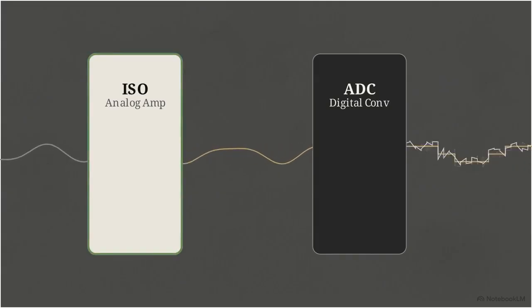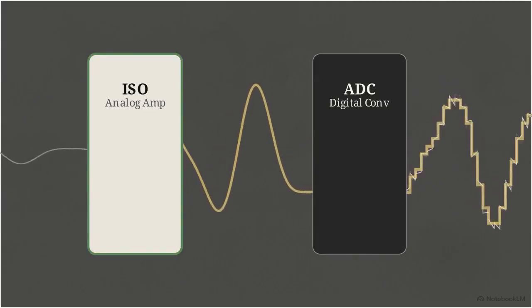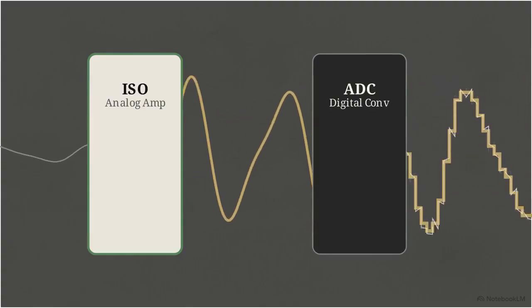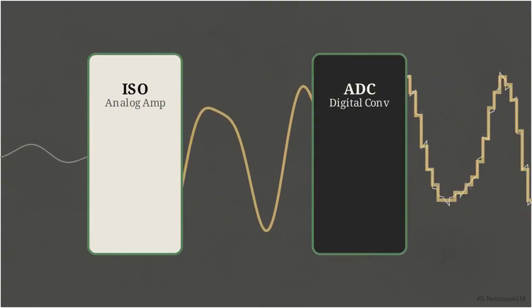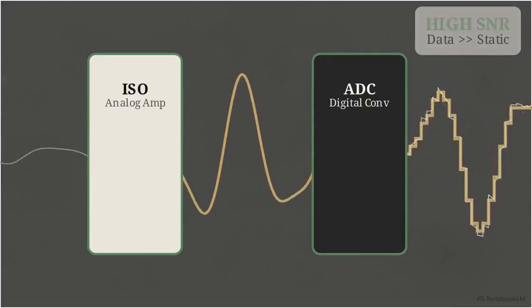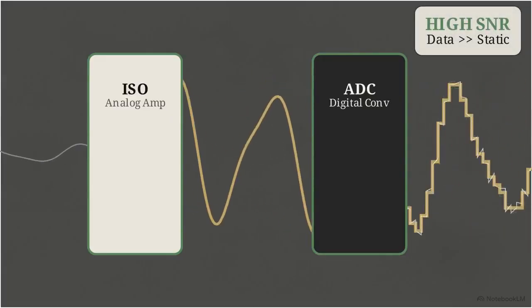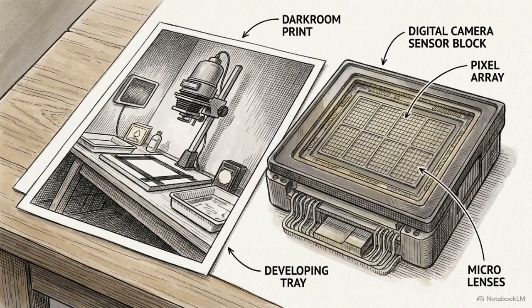It acts as an analog amplifier, boosting the electrical voltage before the signal reaches the digital converter. Since the signal is now stronger, the clean image data dwarfs the static added by the converter. This physical hardware intervention protects the image's integrity from the camera's internal processing flaws.